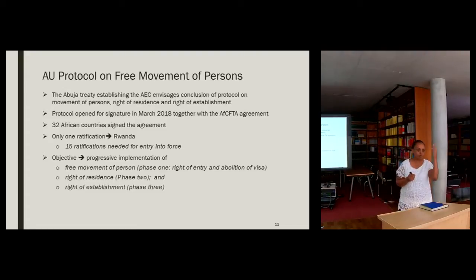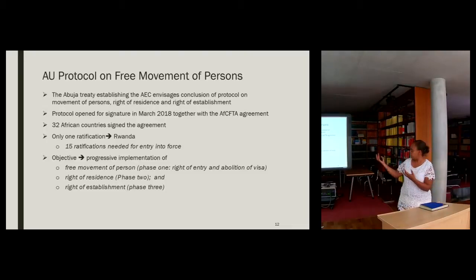So it took more than 10 years to have that. And the protocol was, as I said, opened for signature on that day, but only 32 African countries have signed it. It needs 15 ratifications for its entry into force, but only one country, Rwanda, has so far ratified that document. So assuming that it gets the required number of ratifications, let's see what it has in store for us.